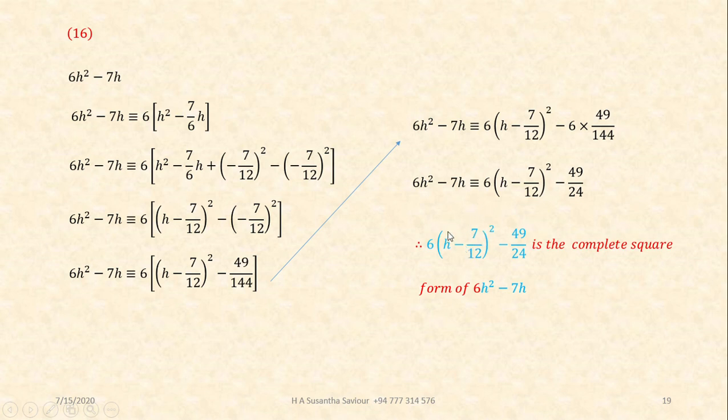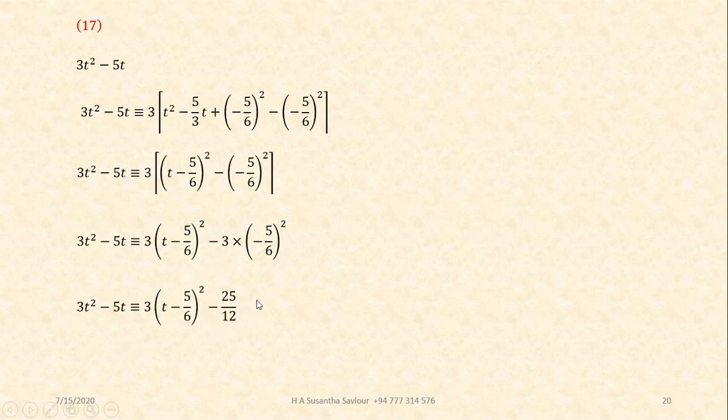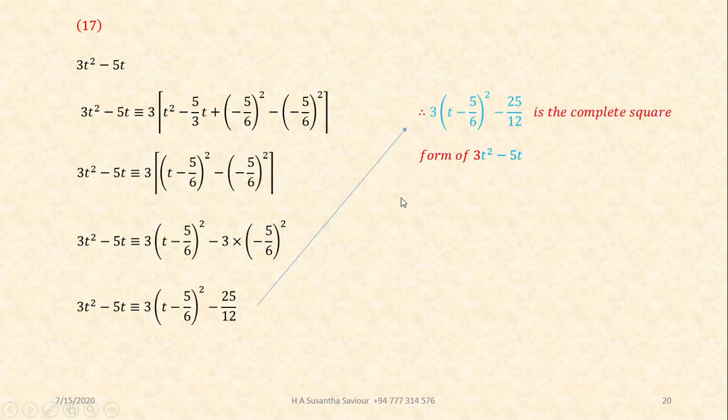Right, we will see another example. Example number 17, something similar to that one. So this time 3 has to be taken outside. So we take 3 out, then 5/3, the half of it is 5/6, square it and add and subtract, and then do the same thing. I think you can understand what's happening here. This is this. Okay. We'll go to another example quickly.